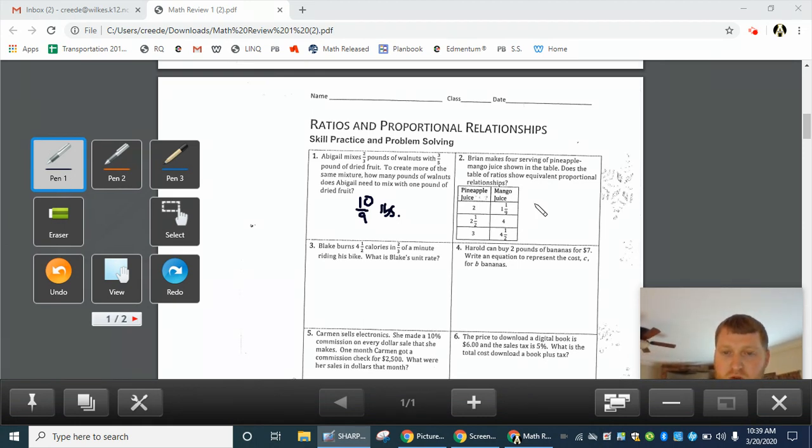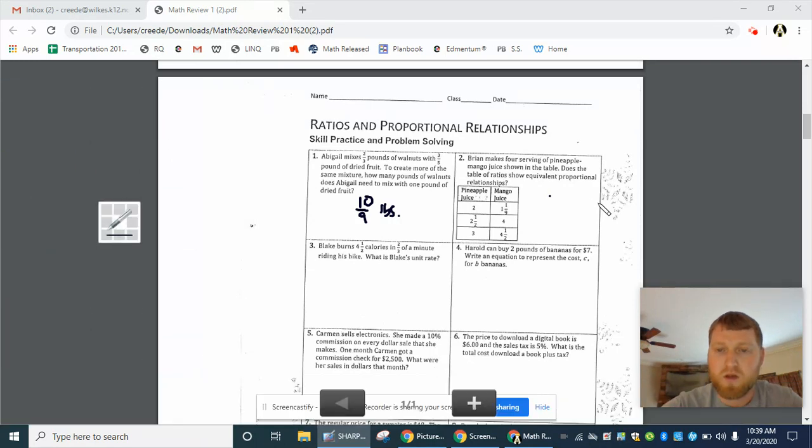Number 2, Brian makes 4 servings of pineapple mango juice shown on the table. Does the table of ratios show equivalent proportional relationships? So what I would suggest here, before I do anything, is to make these mixed numbers into improper fractions. Take a little bit of time now. I want you to convert those to improper fractions. Pause the video and come back when you think you have found the improper fractions for these 3 mixed numbers.